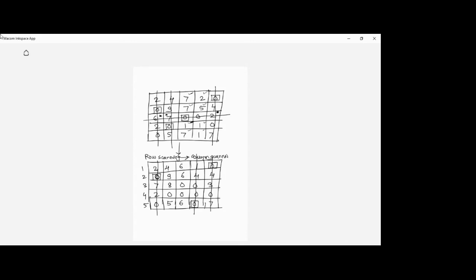For the column scanning, again we are going to ask ourselves a question: if there is only one 0 in the column. Column number 1 is already cut. In column number 2, we ask the same question. Yes, there is only one 0 with us. We are going to put a square mark, and we are going to draw a horizontal line.